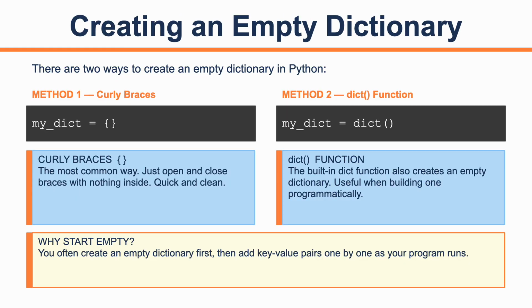Before adding any data, you can create an empty dictionary. The most common way is to just write a variable name, the equal sign, and a pair of curly braces with nothing inside. You can also use the dict function, which does the same thing.